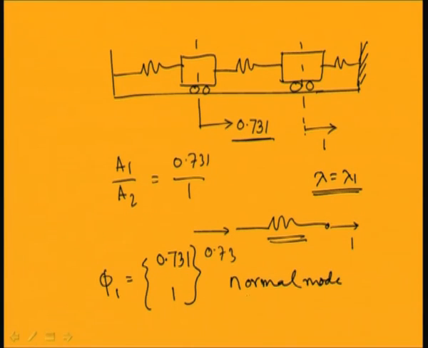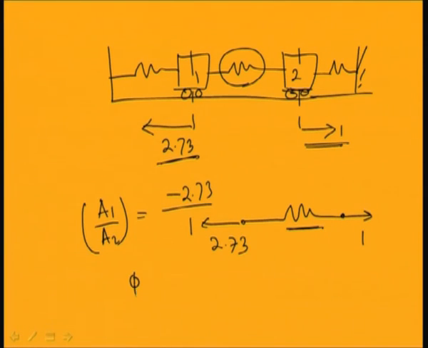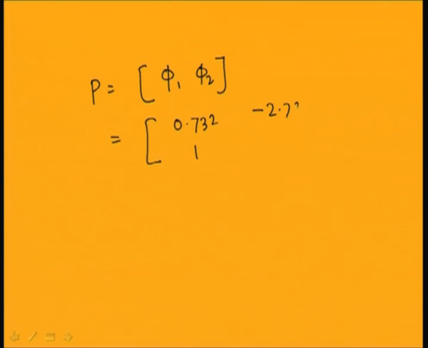So, the normal mode I can write for the first mass, the first normal mode phi 1 equal to 0.7311, and similarly the second normal mode phi 2 equal to minus 2.731. So, I can write the modal matrix P equal to phi 1 phi 2, and this can be written in this form. So, it will be equal to 0.7321 and minus 2.731. So, in this way you can determine the normal mode of a system.